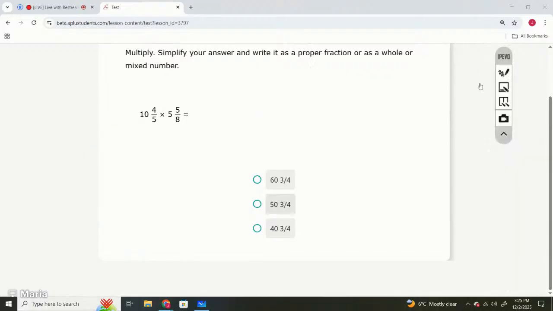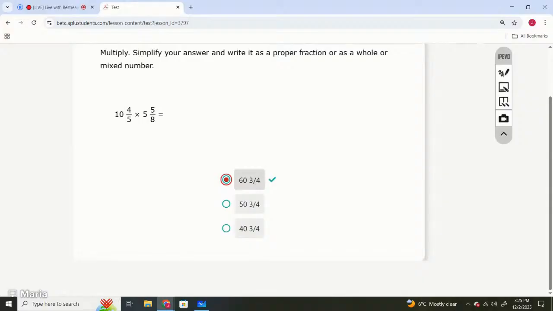That is 60 whole 3 by 40. Option number 1 is the correct option.